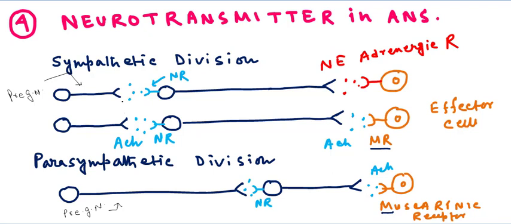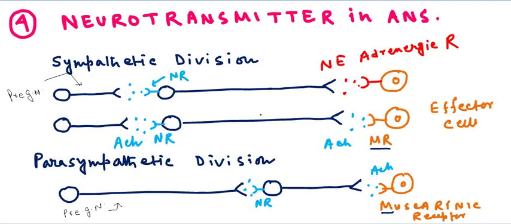And here you can see that the preganglionic neurons of both the sympathetic and the parasympathetic division release acetylcholine as the neurotransmitter. So these preganglionic neurons of the sympathetic and parasympathetic division must be cholinergic, and in this case the acetylcholine binds with the nicotinic receptor of the postganglionic neuron in both the sympathetic and the parasympathetic division.